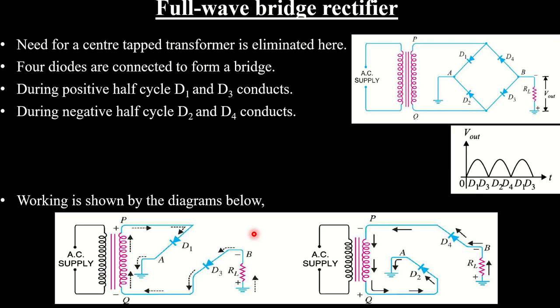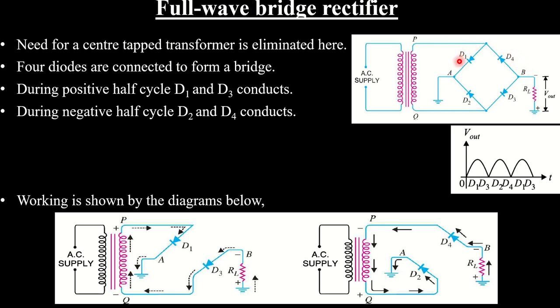Now let's see the full wave bridge rectifier. This is the circuit diagram of a full wave bridge rectifier. As the name implies, there is a bridge in this circuit. You may have heard about different types of bridges.